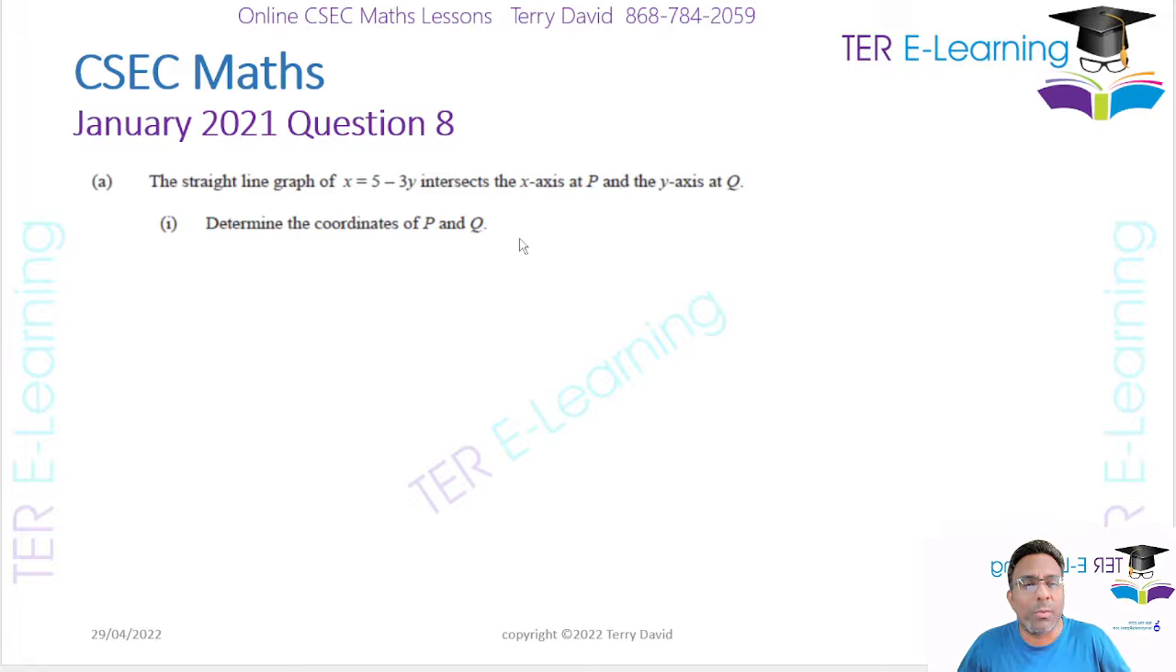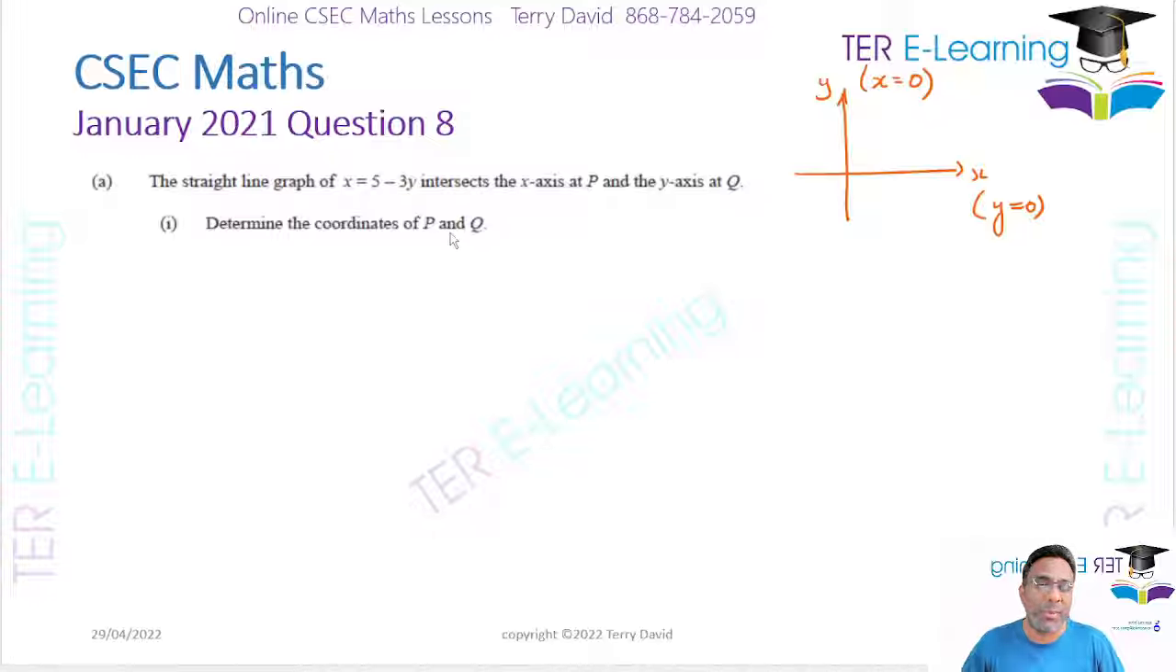Now, if you remember what a graph looks like, we have our x-axis and our y-axis. Your x-axis is also known as the line y is equal to 0, and your y-axis is the line x is equal to 0. That's what we have to make use of when we want to find where a straight line intersects the x-axis. So let's look at the x-axis first. At the x-axis, y is equal to 0.